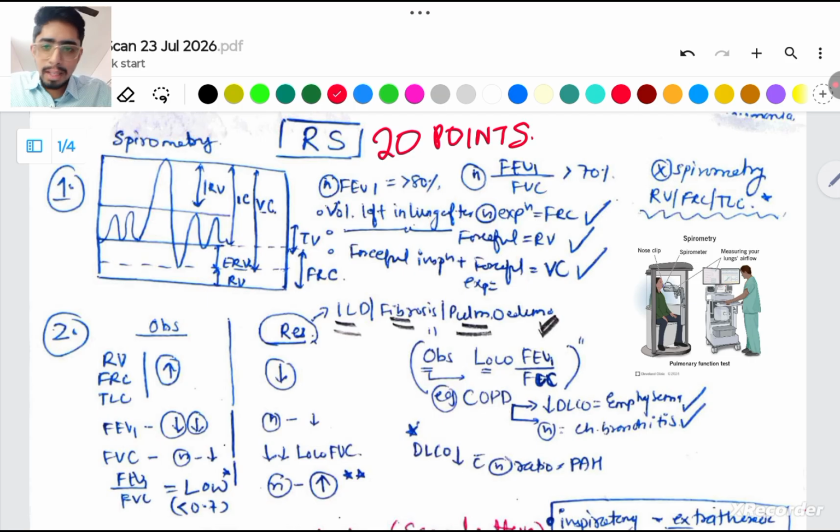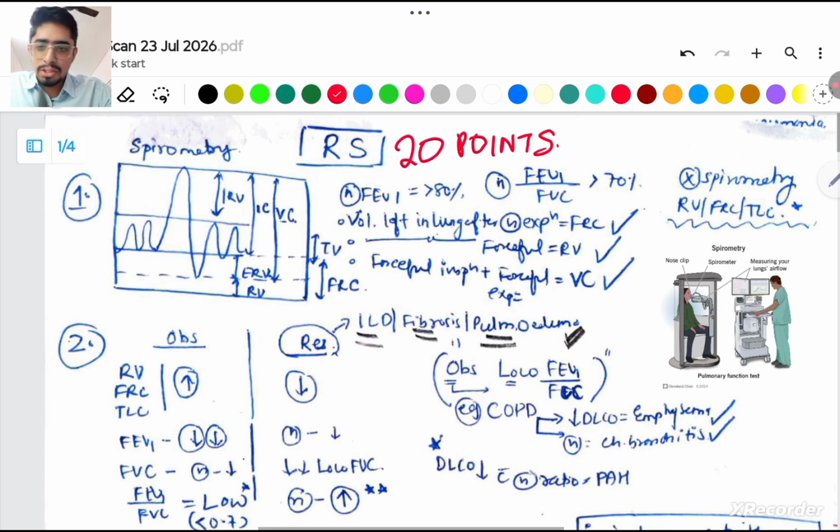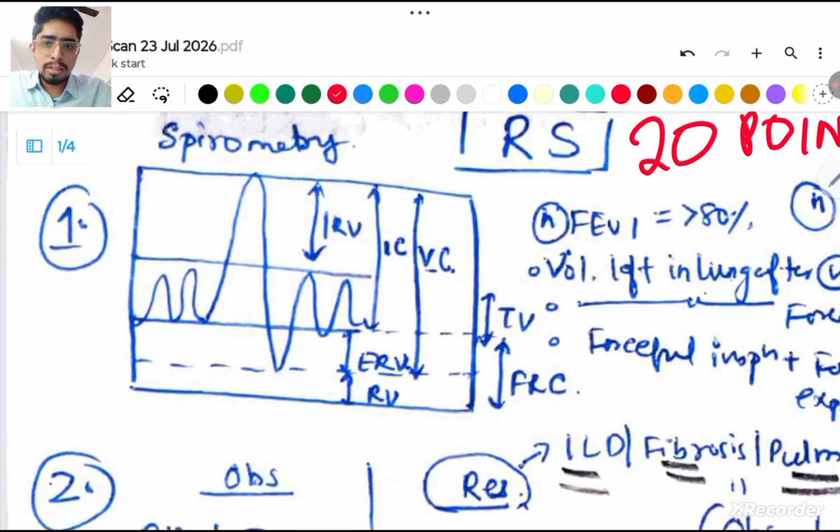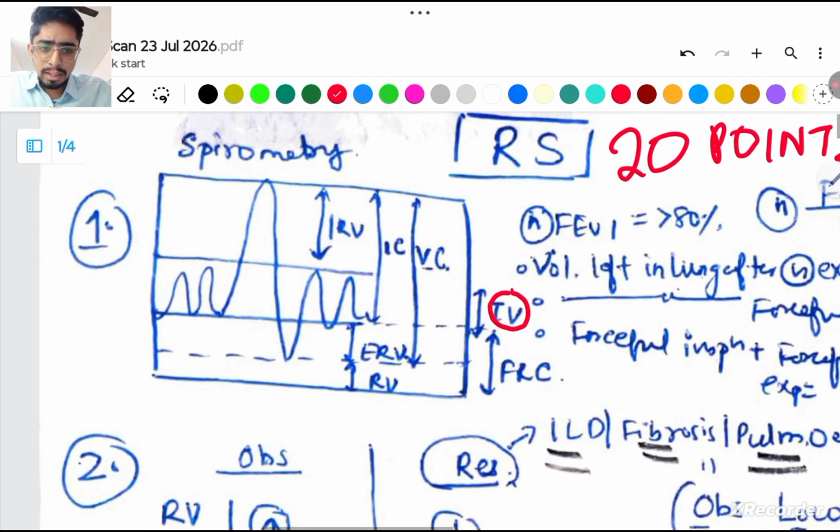Okay, let's start. The first point is spirometry. There is no exam which does not ask a question on spirometry. It has been asked a lot of times, so take a look at the spirometric graph. The first volume we're discussing is tidal volume, which is around 500 ml. The second is inspiratory capacity.